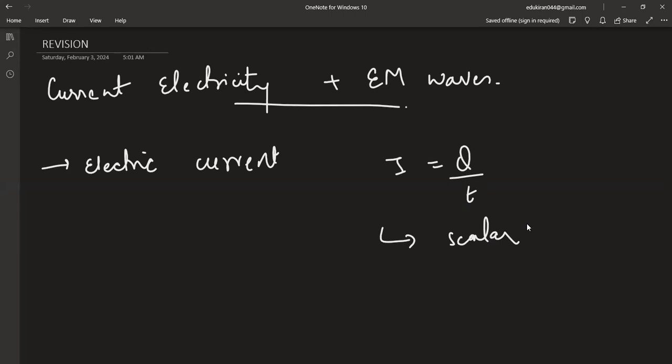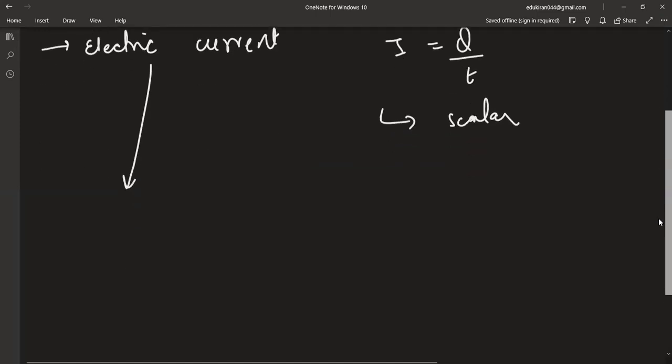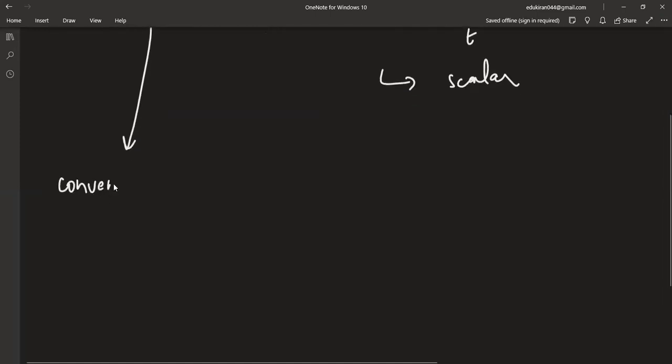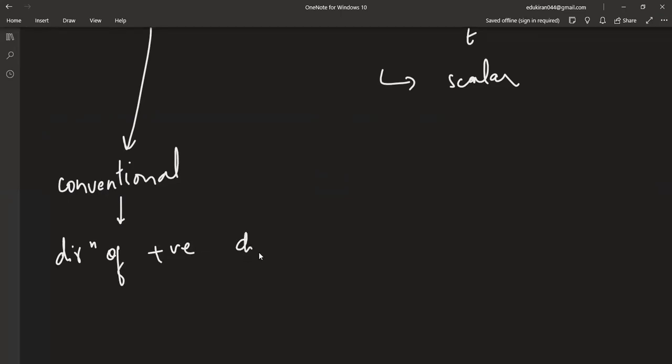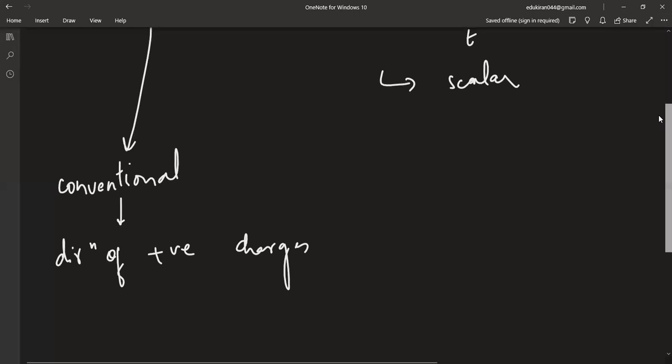One more thing you have when we talk about the electric current, there are conventional currents and there are electronic currents as well. Because we'll be doing EM waves, that's why I'm relating it with this. Because there is the concept of this displacement current and all. So direction of motion of positive charges is taken as to be conventional current. When we are talking about conventional current, this means direction of positive charges.